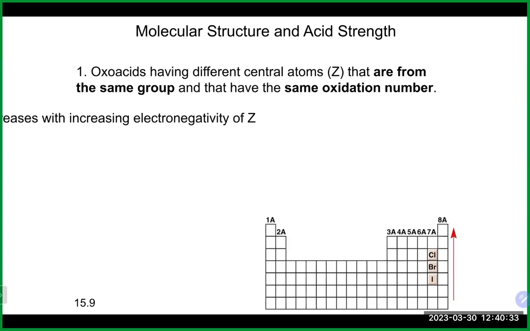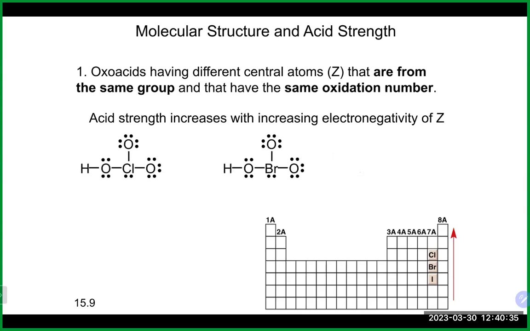So let's take a look at a couple of those situations. We have 2 acids here, and this is an oxyacid that has a different central atom, but has the same oxidation number. So again, to assign oxidation numbers, oxygen in most cases is -2. So this would be -2. This oxygen would be -2. This oxygen would be -2. And hydrogen in most cases has an oxidation state of +1.